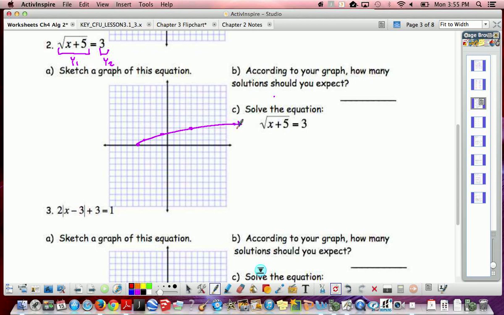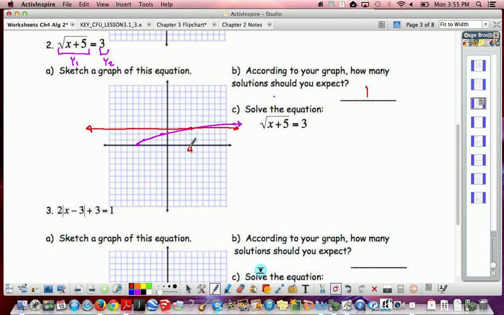Well, that's the horizontal line at 3. So I have my graph. So in this particular case, we only have one solution. It looks like this solution is at 4.